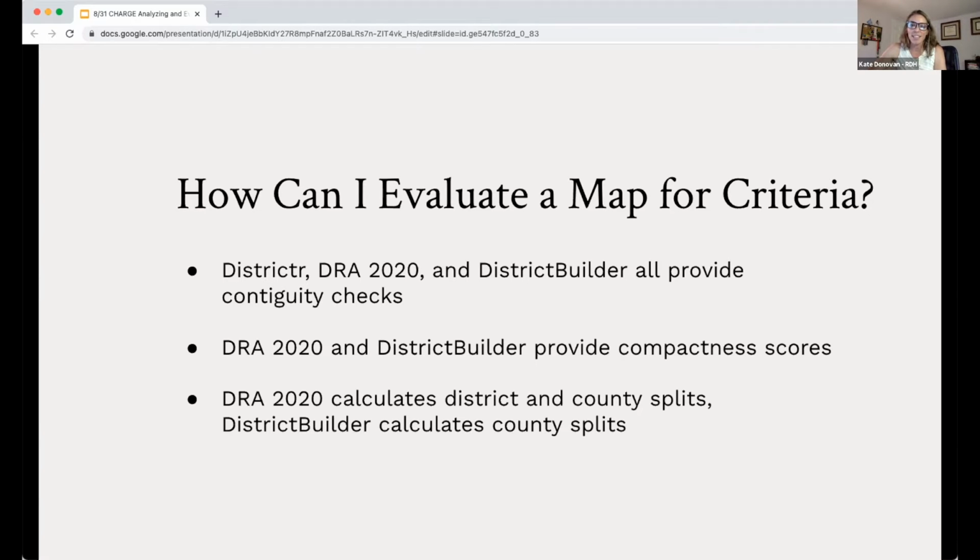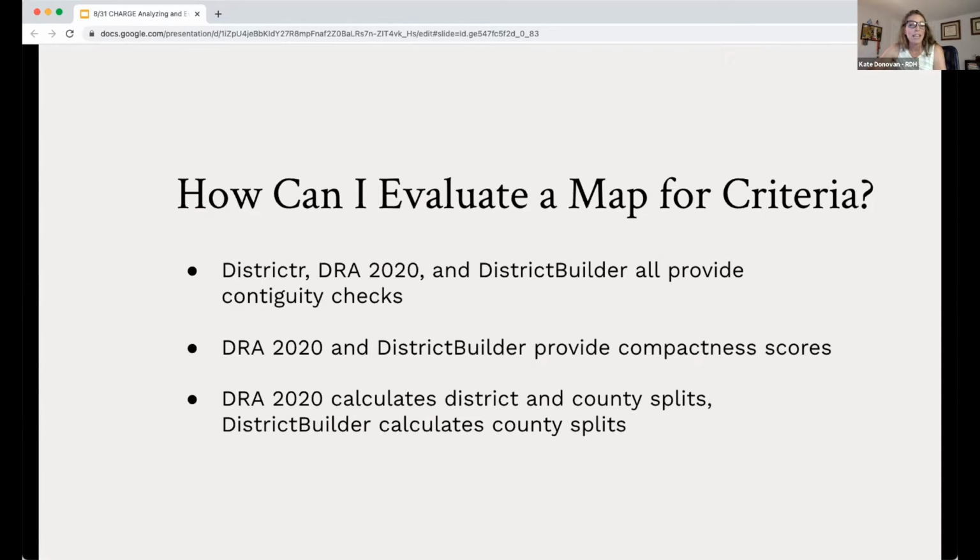DRA 2020 and District Builder also provide compactness scores. But I do want to note that there are a lot of different measures of compactness. So District Builder, for example, has Polsby-Popper. DRA 2020 has Polsby-Popper and REOC. But there's also length width and convex hull and lots of others out there that may or may not be acceptable measures of compactness in your state.